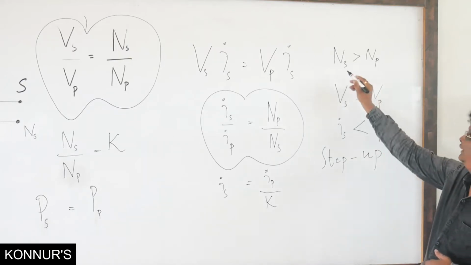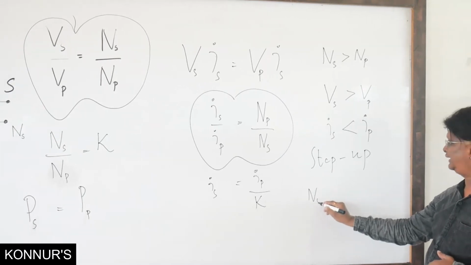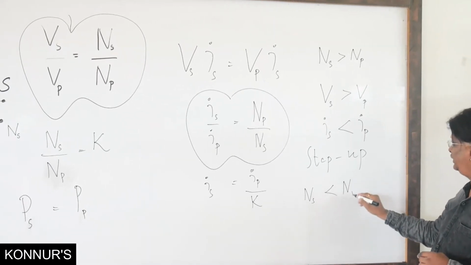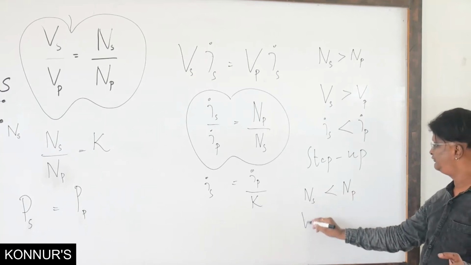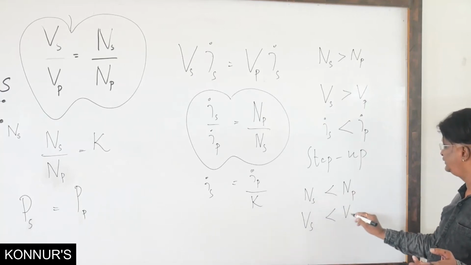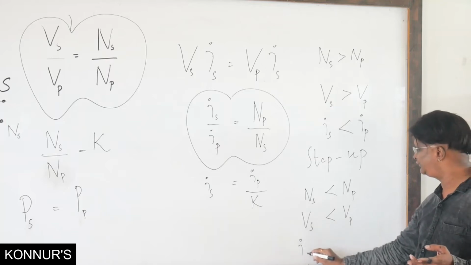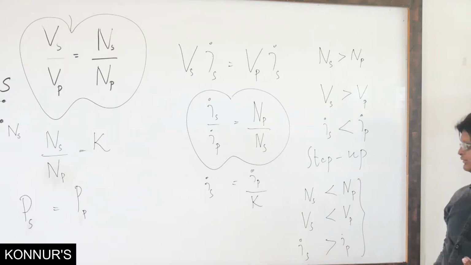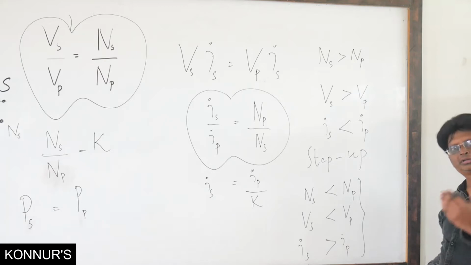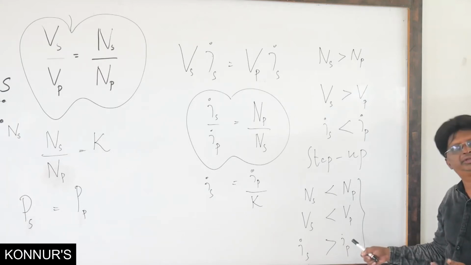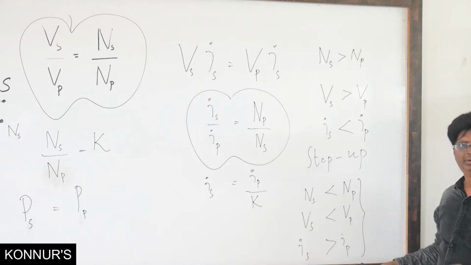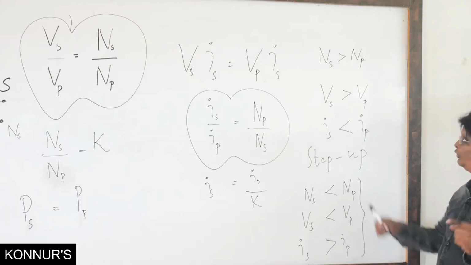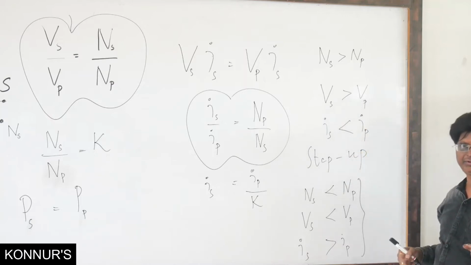Now exactly the opposite case. What is that? Ns less than Np, and as a consequence you will find Vs less than Vp and Is greater than Ip. Since Vs is lesser, that is, higher voltages are now reduced to smaller values, therefore it is a step down transformer. Now step up or step down is only with respect to voltage but not current, do remember.